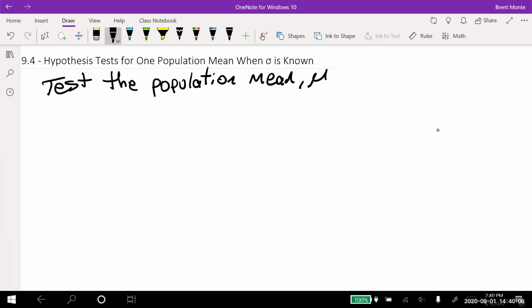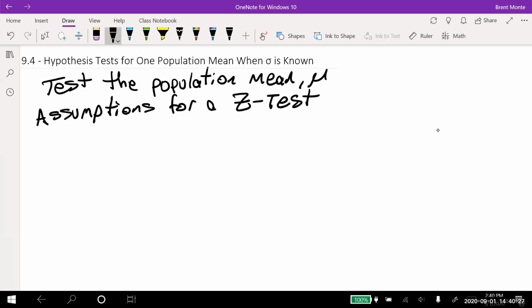Okay, so what we're going to be doing is going to be very similar to what we did with the Z confidence interval. So you'll notice these are the same assumptions. So the assumptions for, and we're doing a Z test. We'll talk about why it's a Z test in a minute, but very similar to what we did for a Z interval when we're testing a single population mean. So here's the assumptions. The first one still has to be a simple random sample.